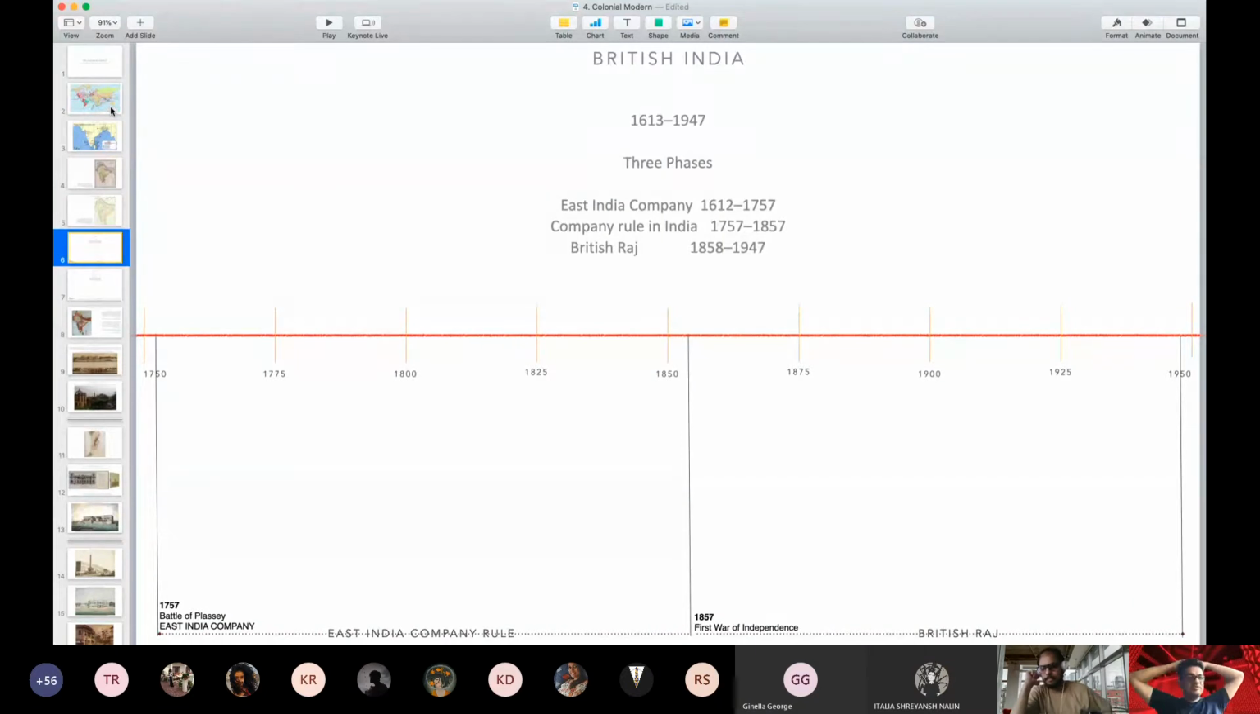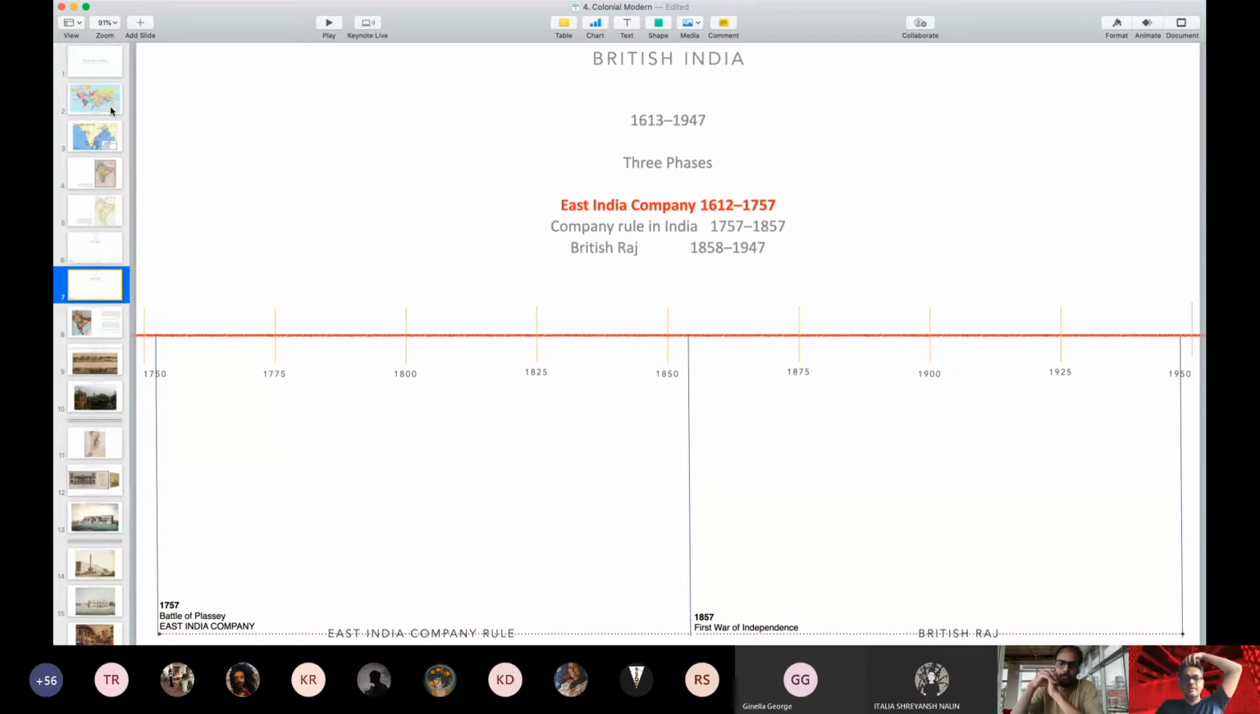The second phase happens after the First War of Independence in 1857. It happens during the company rule in India, when the East India Company is then mandated to rule the country and has a much stronger presence in the country. And the third is with the British Raj, which is from 1857 onwards. We'll be looking at the architecture across each of these, right?